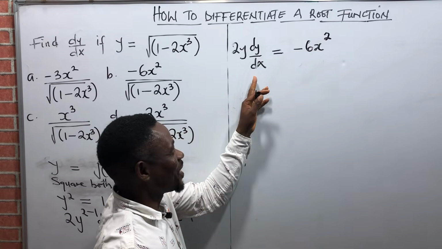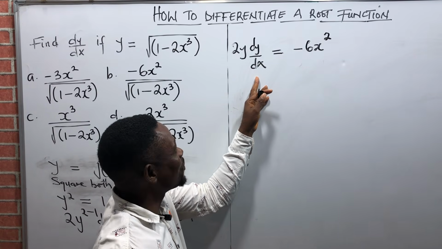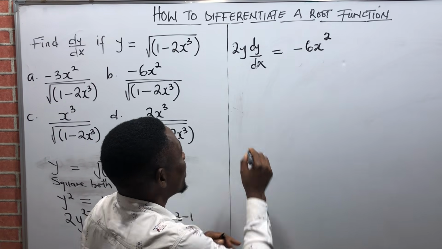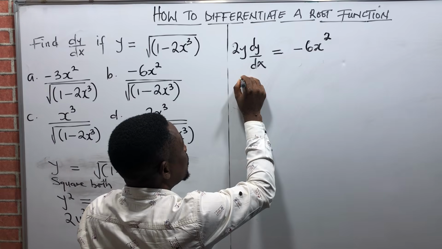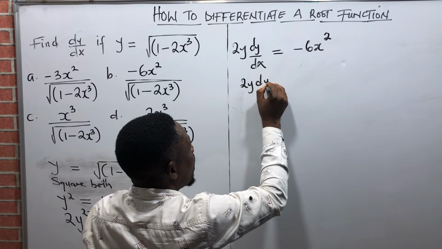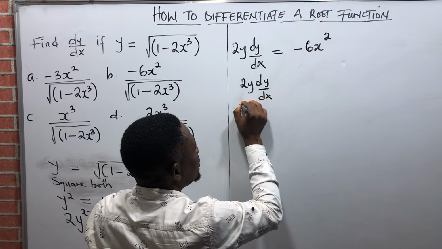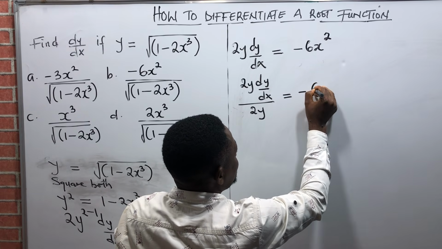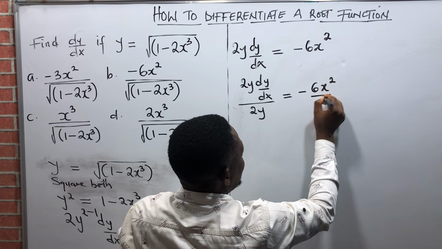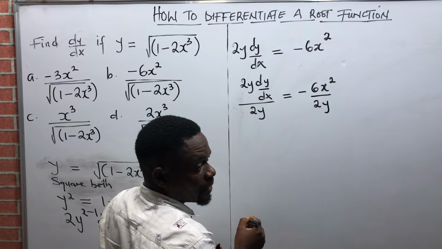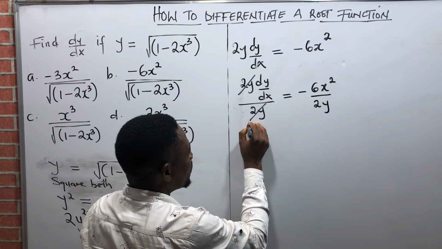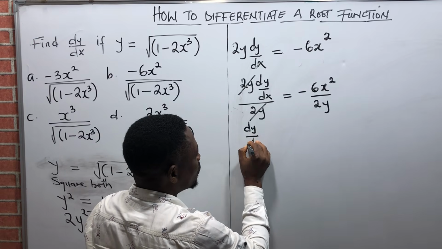Now, next is to make dy/dx the subject of the formula. I will divide by the coefficient. Here, the coefficient is 2y. I will now have 2y dy over dx divided by 2y, equal to minus 6x squared divided by 2y. Are you there? Then 2y will cancel 2y. What remains now is dy all over dx.